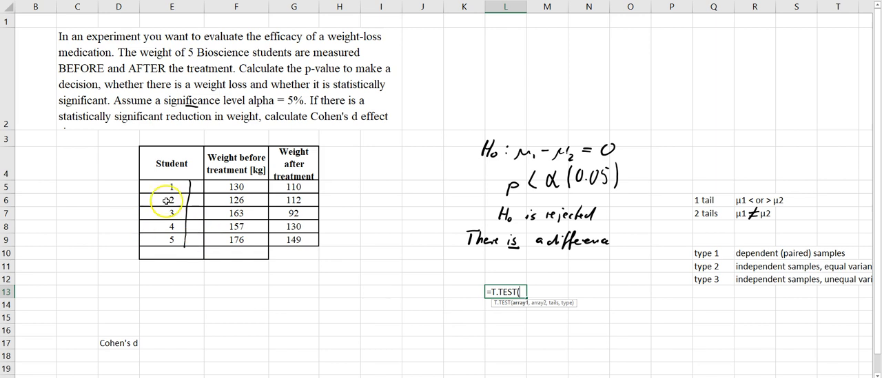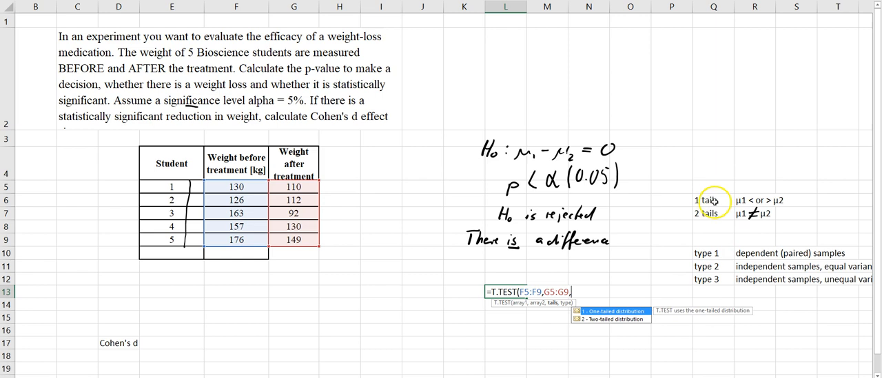So double click on that. It asks us for the first array, that is the first set of data, and with the left mouse button pressed, we just simply highlight that, comma, the second array, that is after the treatment, that is this one here. And now it asks us for the tails of the distribution.